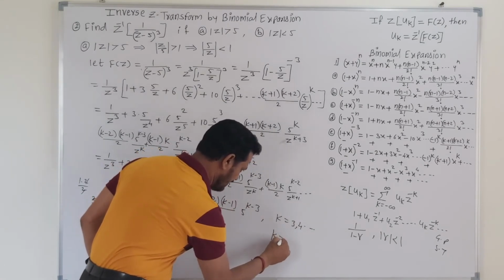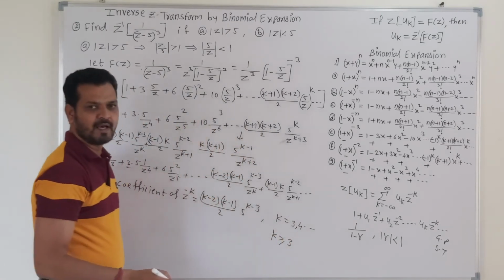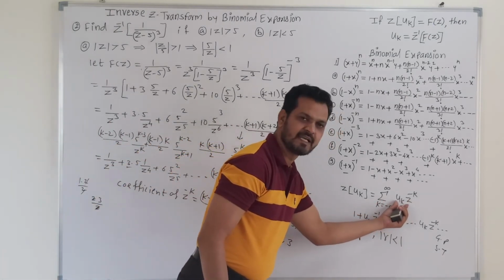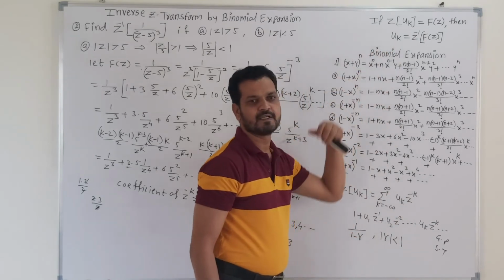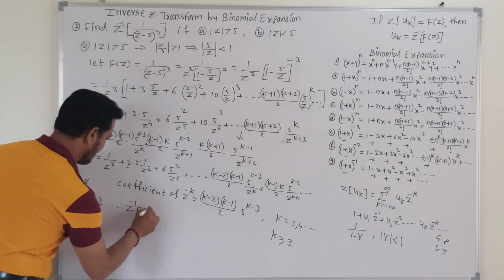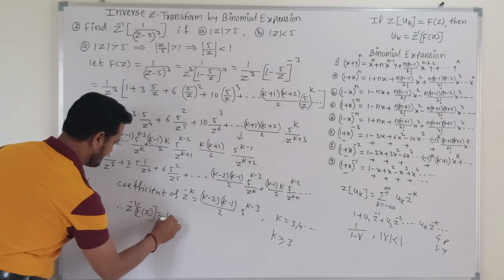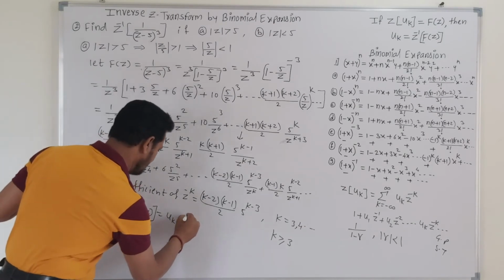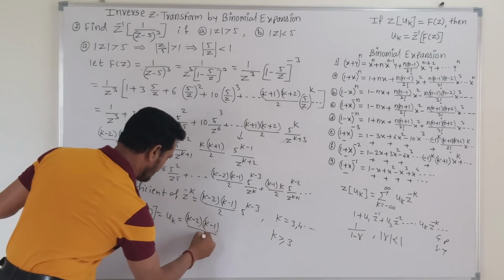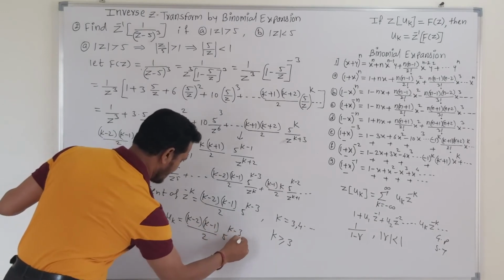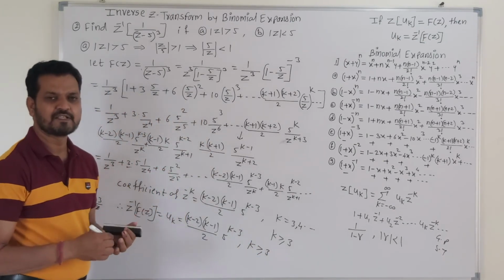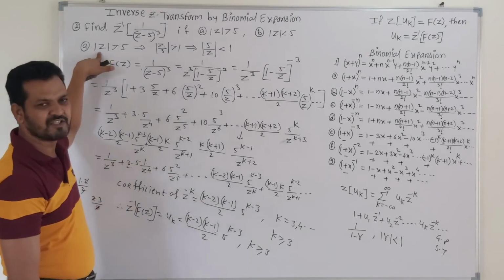That means here the value of k is greater than or equal to 3. So here we get the value of z raised to minus k coefficient. So coefficient of z raised to minus k indicate the value of sequence uk, and uk indicate the inverse z transformation. So therefore we can write the inverse z transformation of given function as sequence uk, and this value is k minus 2, k minus 1 upon 2 into 5 raised to k minus 3 for k is greater than or equal to 3. So now here friends we solve the example based on the first region of convergence.